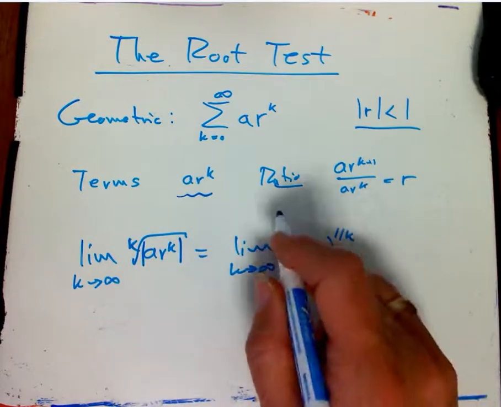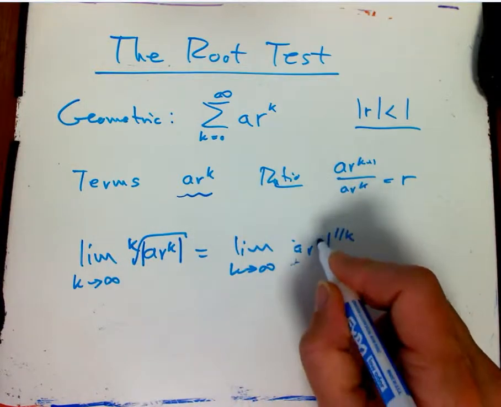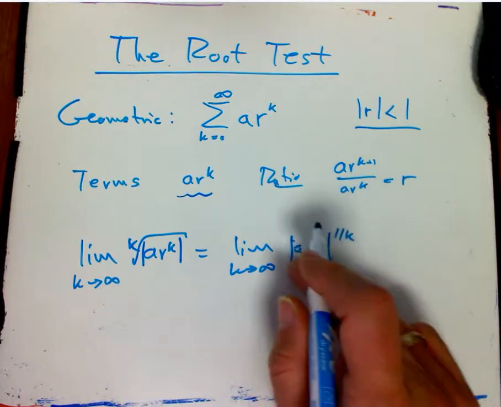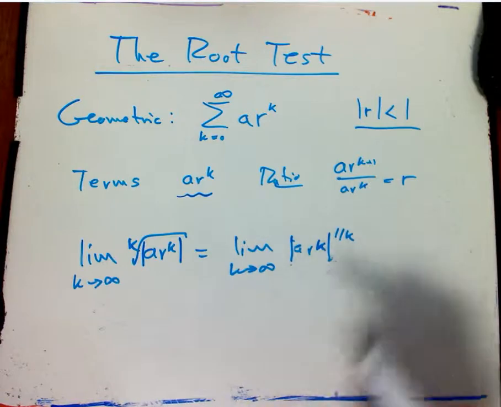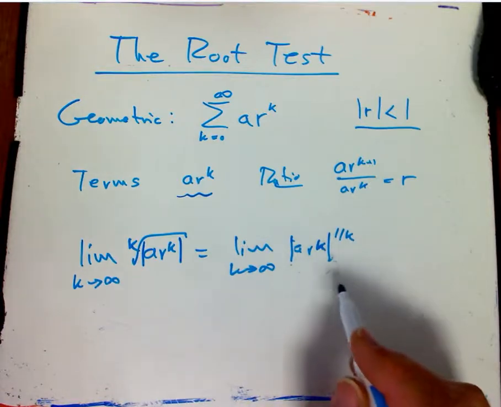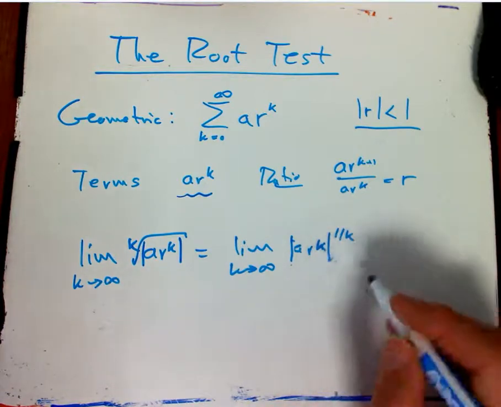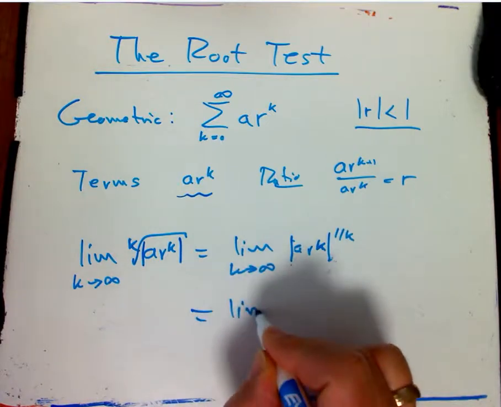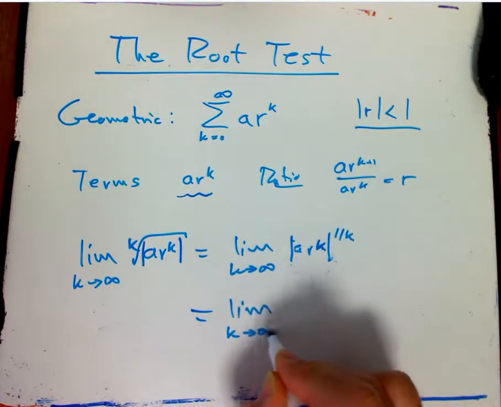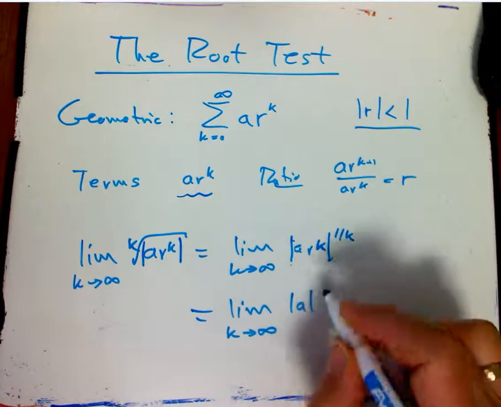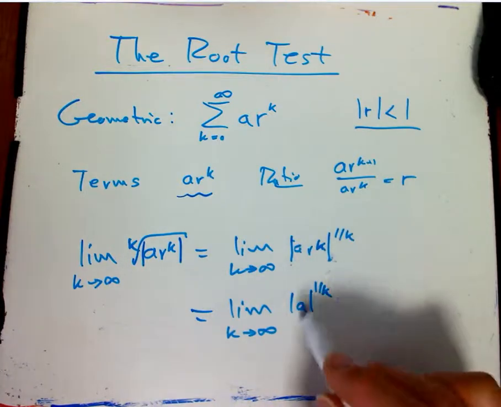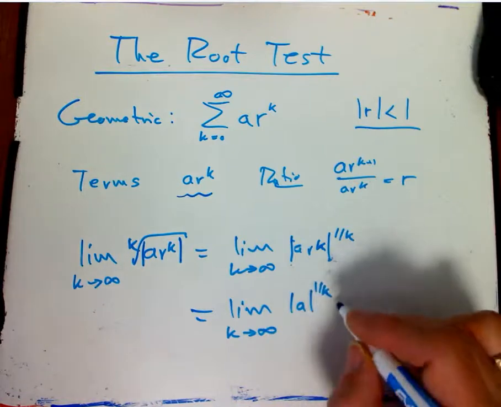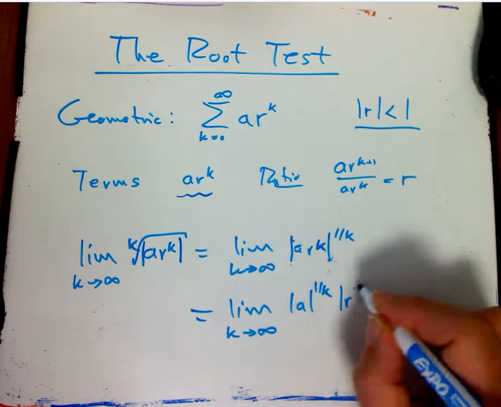Okay, so that's going to be the absolute value. And as soon as we do that, we want to think, oh, we're really testing for absolute convergence, or this is leading to a test for absolute convergence. And that's exactly right, just like the ratio test. Okay, let's see what happens. We get the absolute value of a to the 1 over k, so higher and higher roots of a constant number times r to the k to the 1 over k. Well, absolute value, so you just get the absolute value of r.